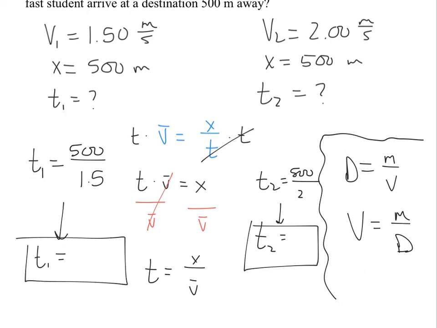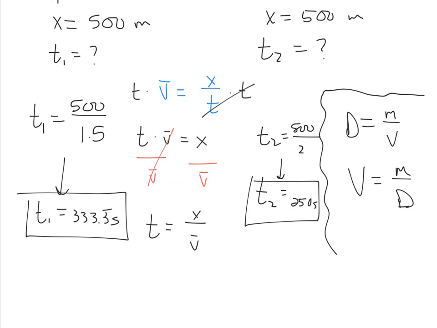For the first person, apparently, they're going faster. Oh, sorry, they're going slower. It takes them 333.3 repeating seconds. It takes the second person who's going faster 250 seconds. So how much earlier did the faster person arrive? What's the difference between these two numbers? 83 and 2/3 seconds faster.